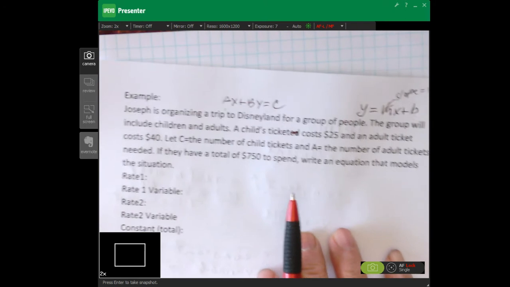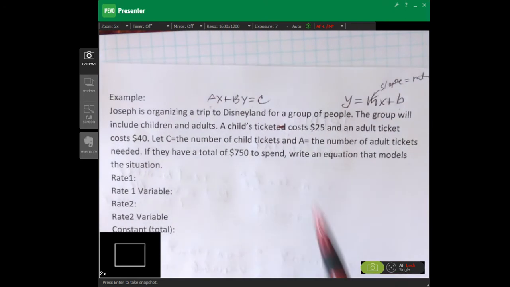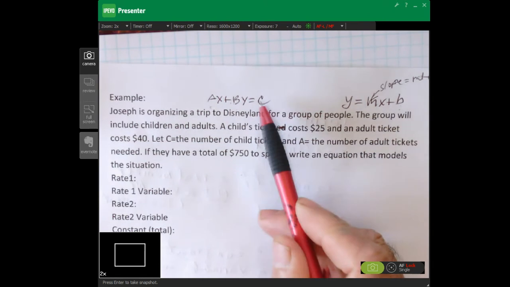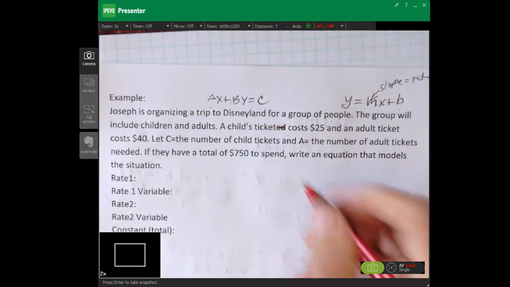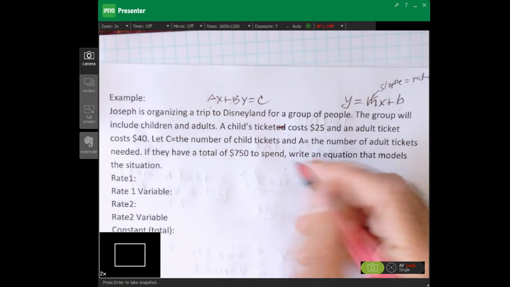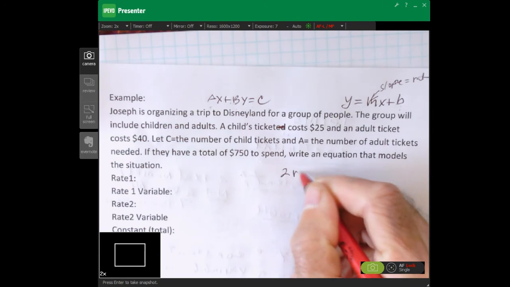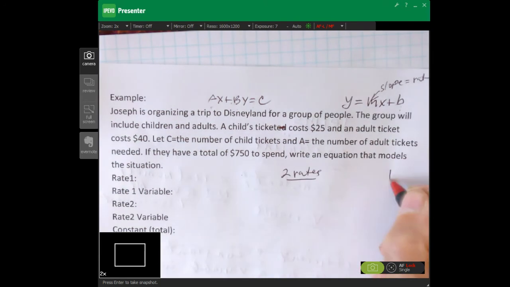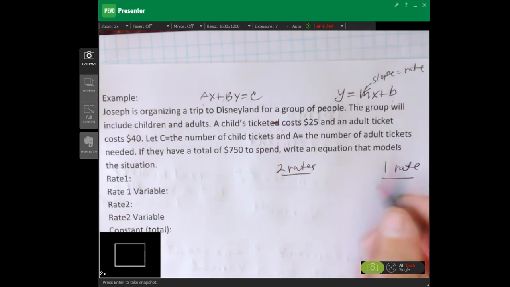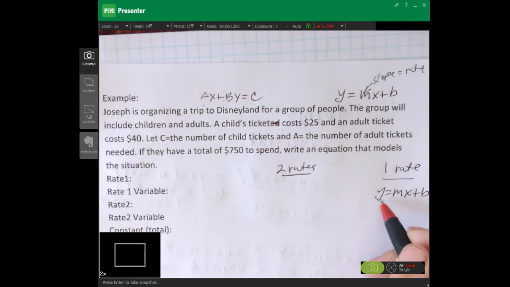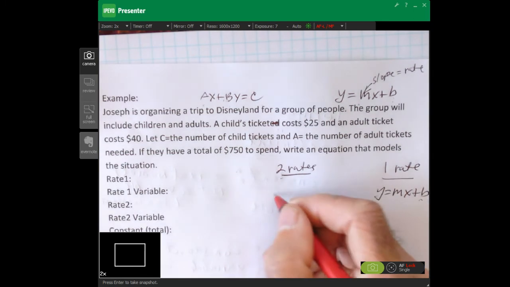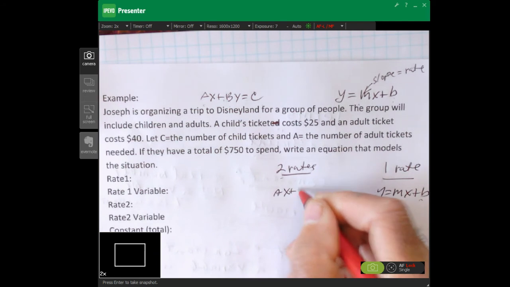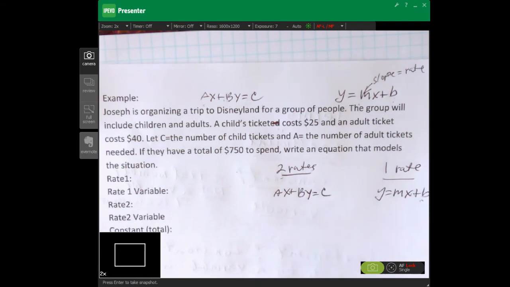So we're going to work on this one right here, and if you didn't know which one you're going to be working with before, you would be thinking, well, how many rates are there? 2 rates or 1 rate? If there's 1 rate, we're going to use slope-intercept form, and we're going to plug it into that. If there's 2 rates, we're going to be using standard form, and we'll use this to plug it in.